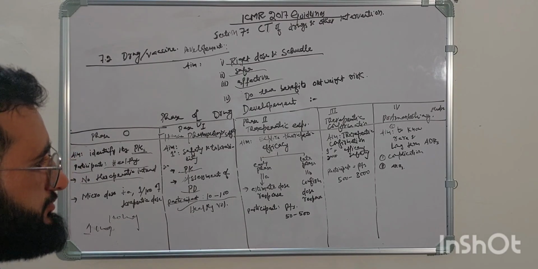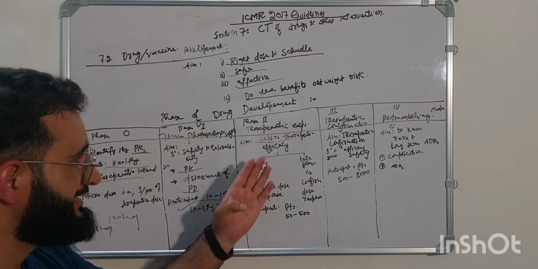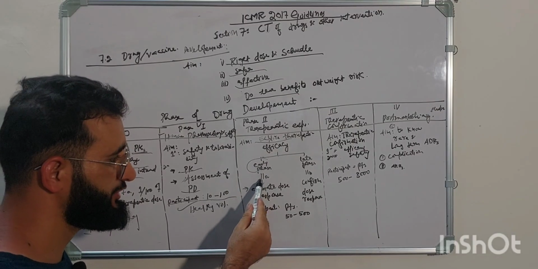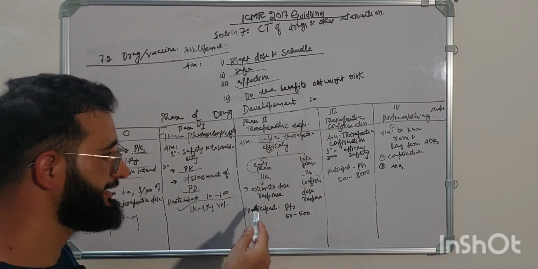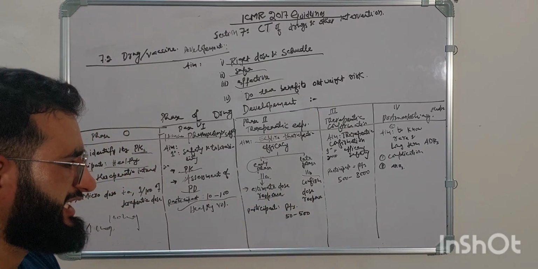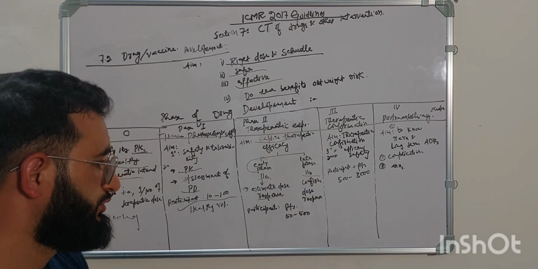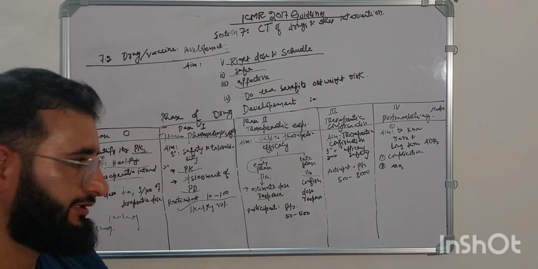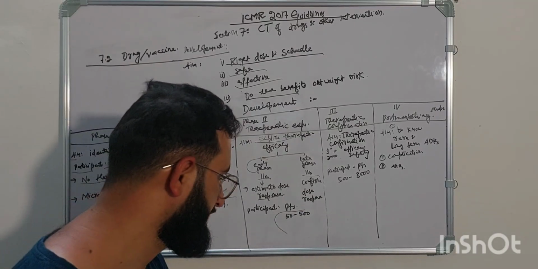Then phase 2, the aim is to explore therapeutic efficacy. This phase 2 is divided into the early phase, that is phase 2A, and the late phase, that is 2B. In the early phase, it is to estimate the dose response, or we can say dose selection. And then the late phase is to confirm the dose response. Here also we have participants or patients, but ICMR is not mentioning the number. I have taken it from Goodman and Gilman.